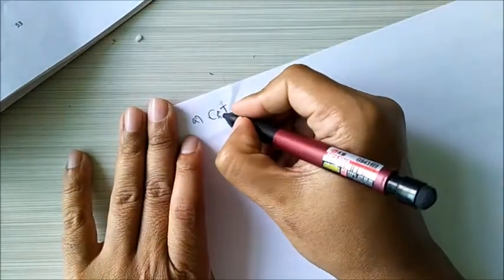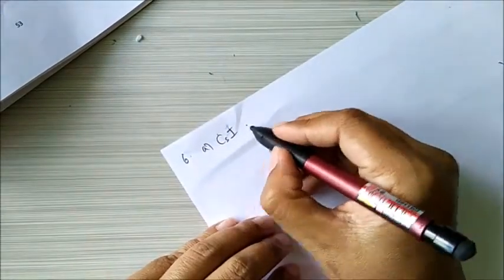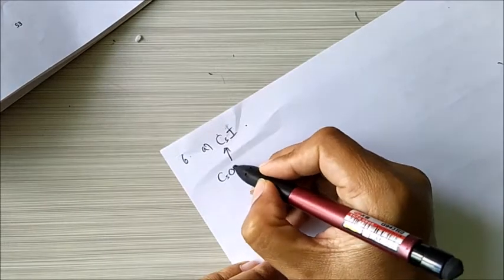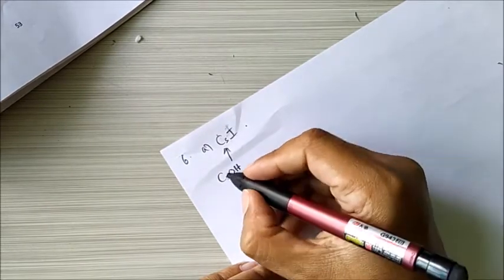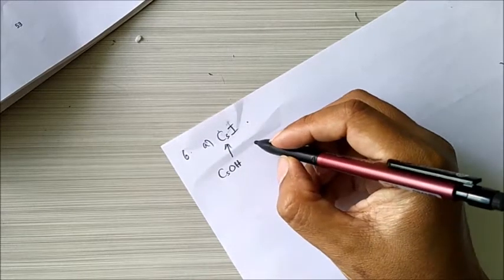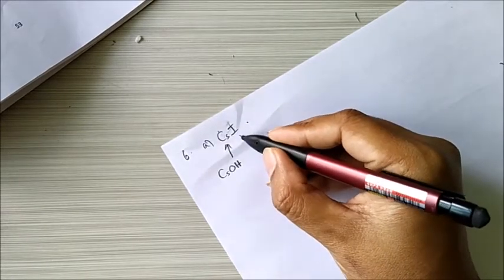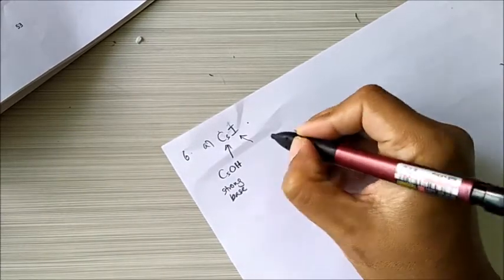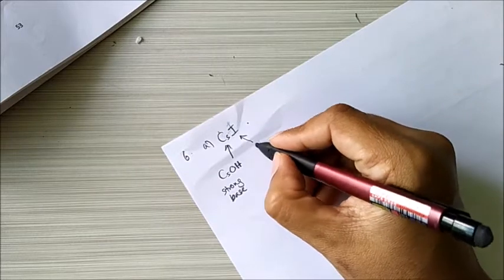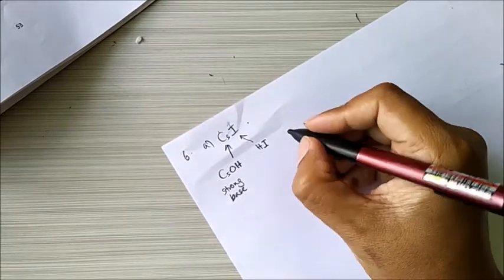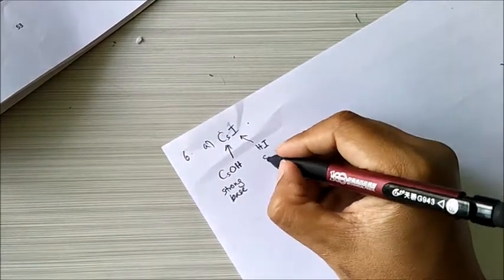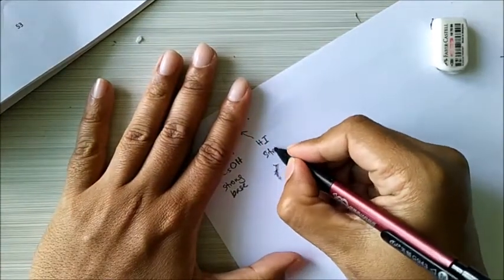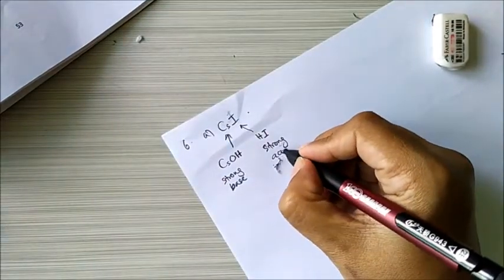For A, cesium iodide. Okay, so this is the salt. We know cesium comes from the strong base, cesium hydroxide, while iodide comes from hydroiodic acid, which is a strong acid.